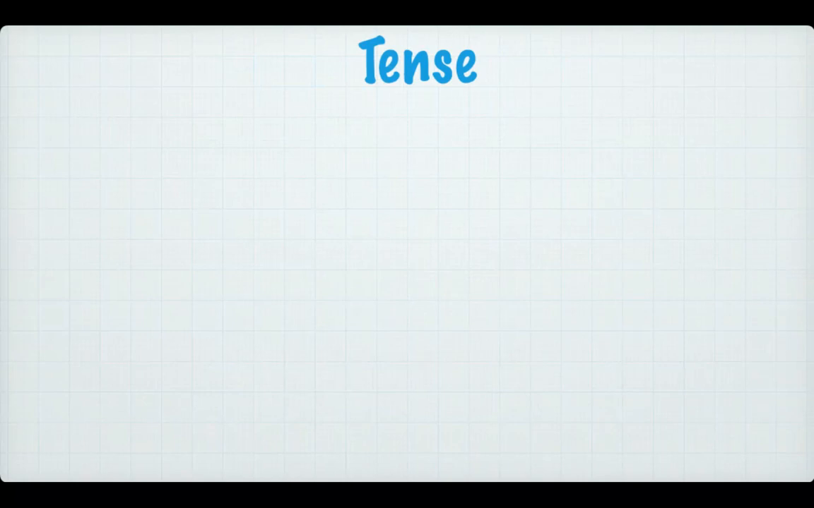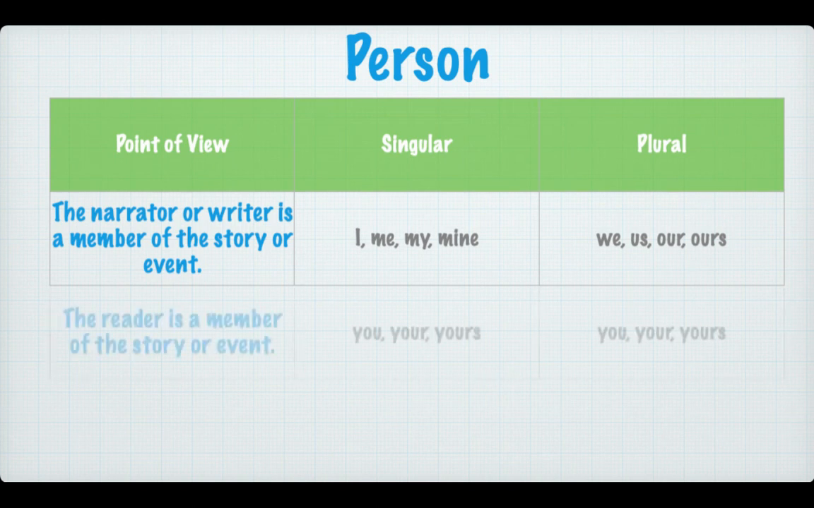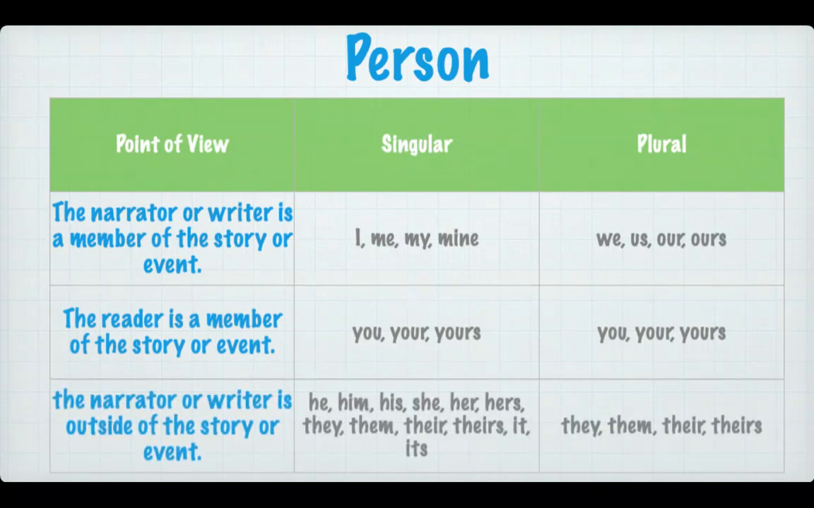Okay, we discussed consistency and exceptions to that in tense. Now let's look at consistency in person. In English grammar, person is point of view, of which there are three. First person, in which the narrator or writer is a member of the story or event: I, me, my, mine. Second person, in which the reader is a member of the story or event: you, your, yours. And third person, in which the narrator or writer is outside of the story or event. And you see all those: he, him, his, she, her, hers, etc.